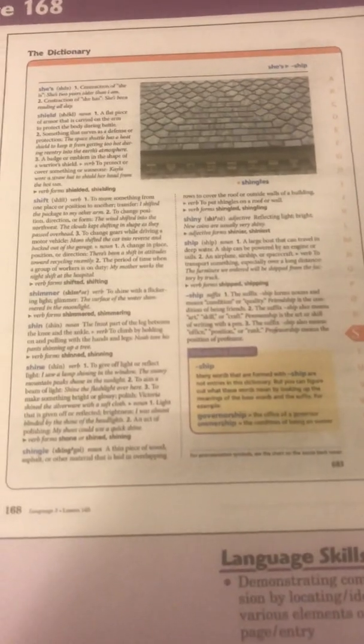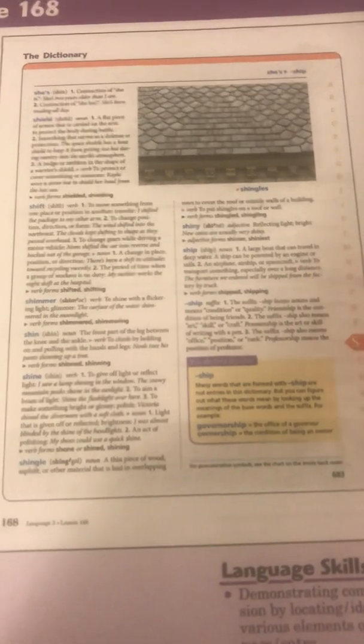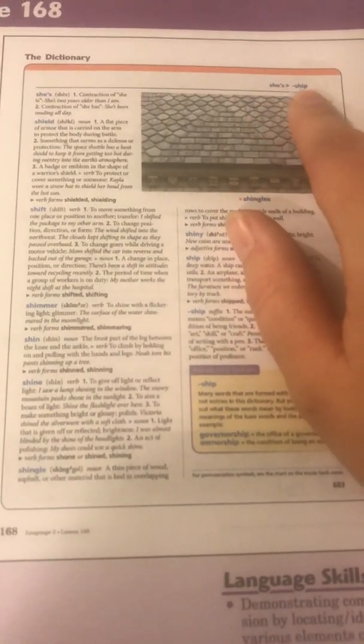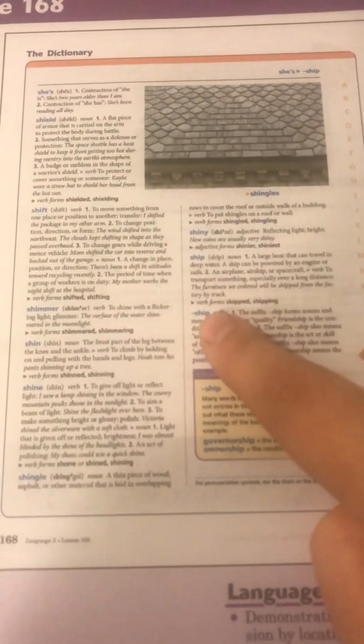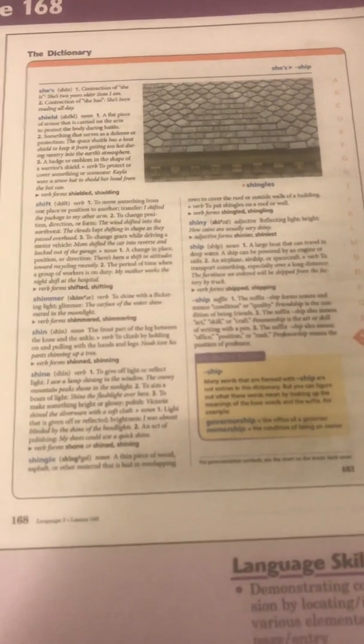What are the guide words on this page? Can you find the guide words? She's and ship are the guide words. So she's is the very first word, and ship is the very last word. This is using it as a suffix. That's why it has that hyphen there first.